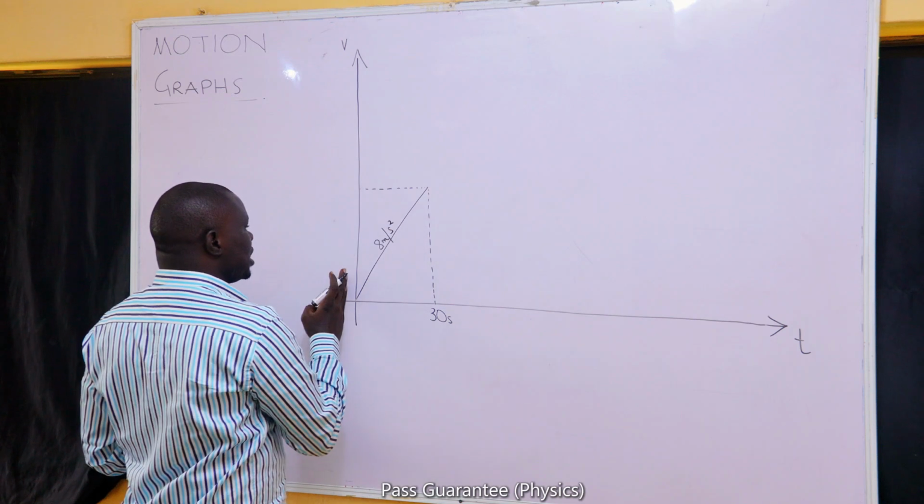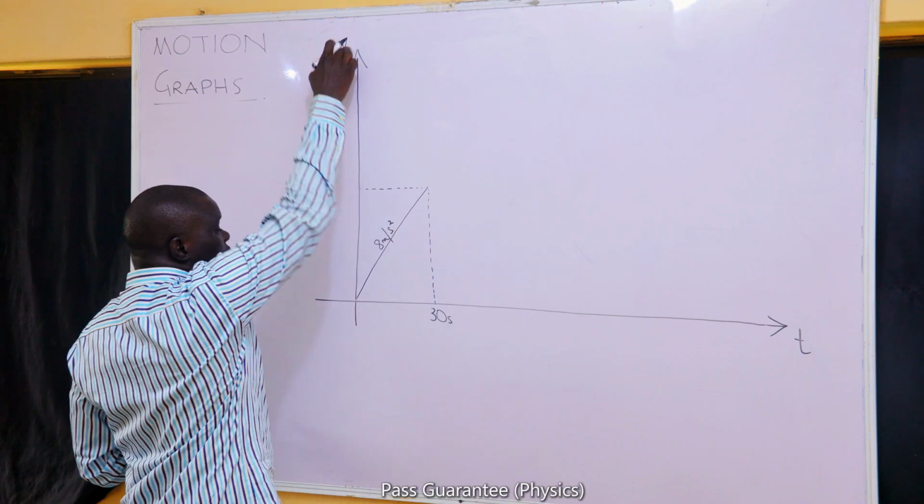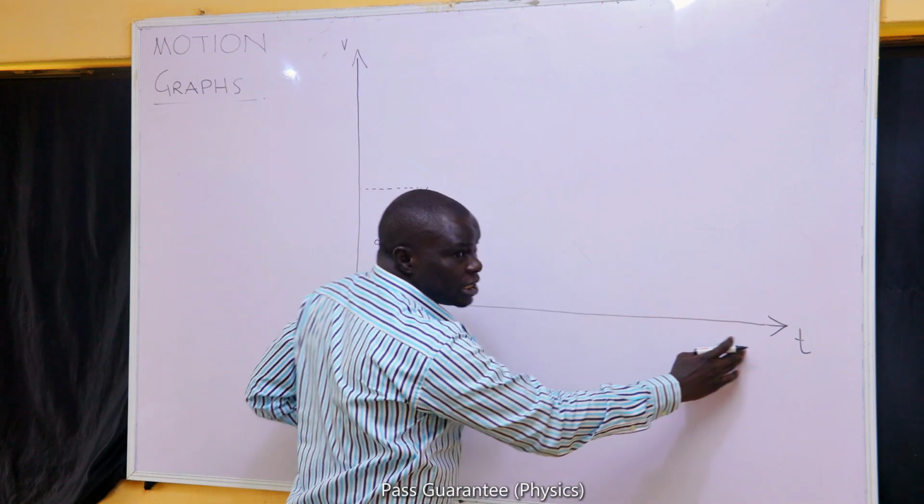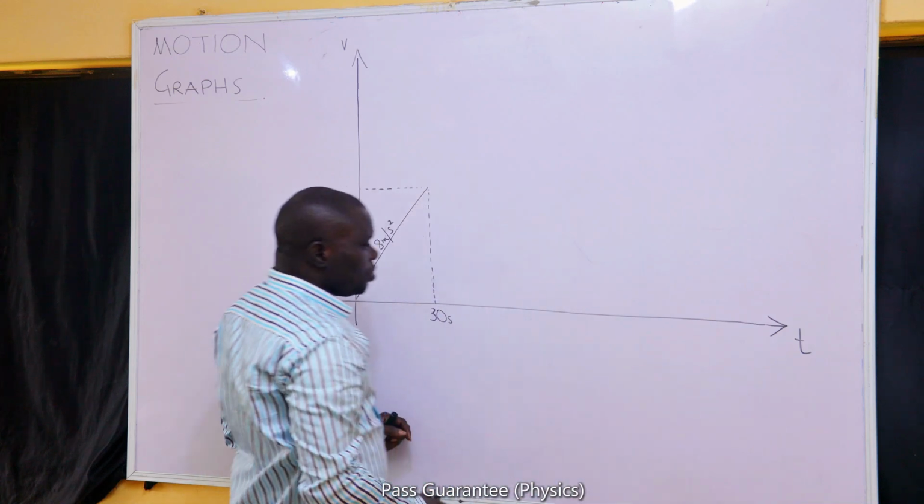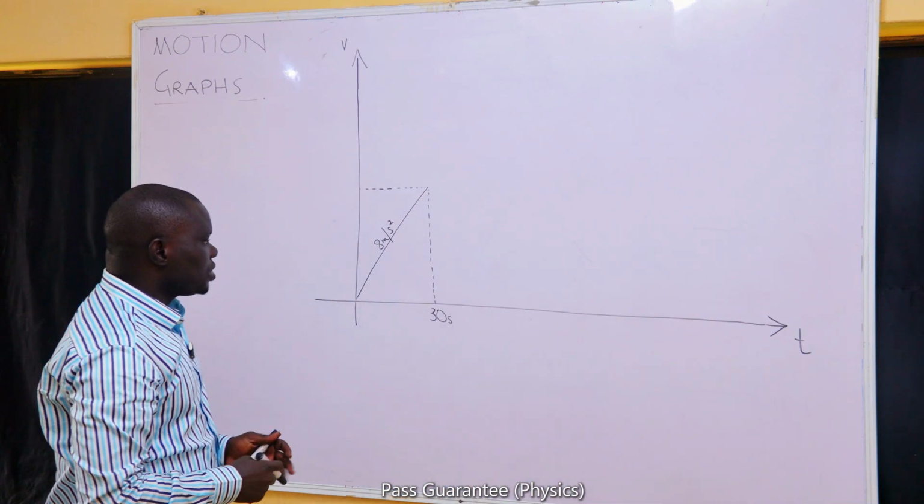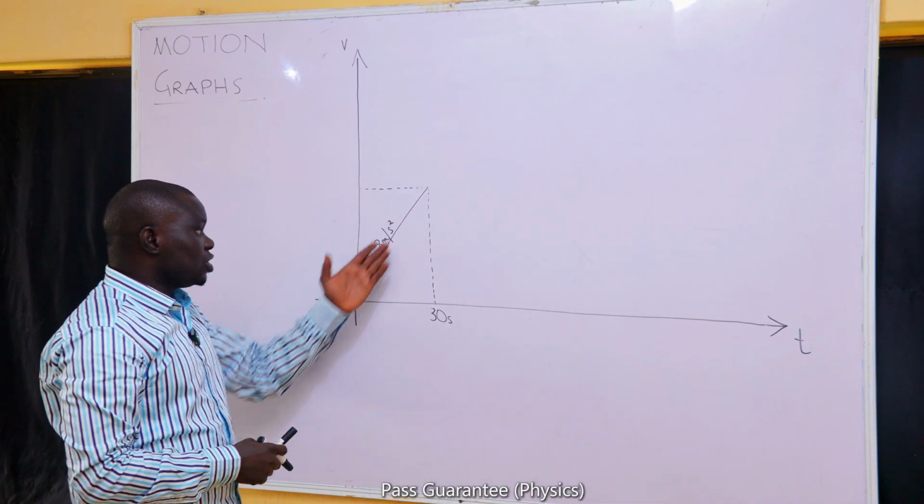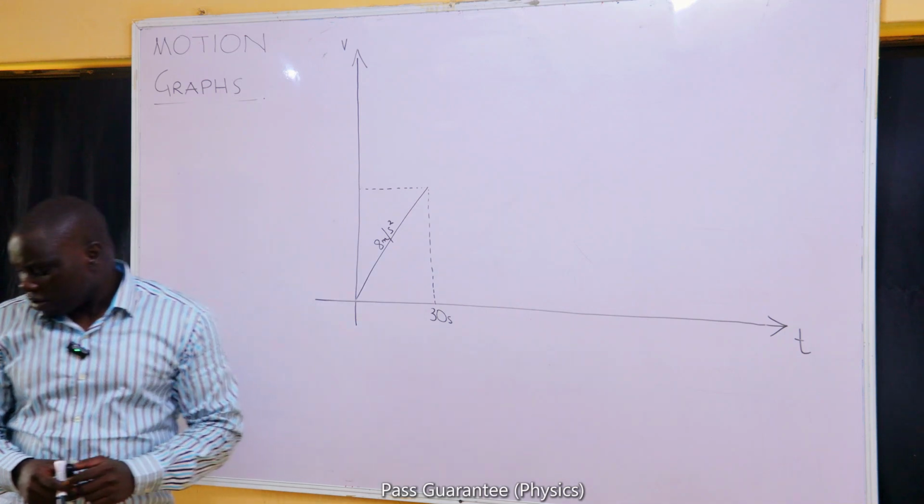We cannot write the acceleration here. This axis is only for velocity. We can't write the acceleration here. This axis is only for time. So the only place available for us to write the acceleration is on the line, on the velocity time graph.